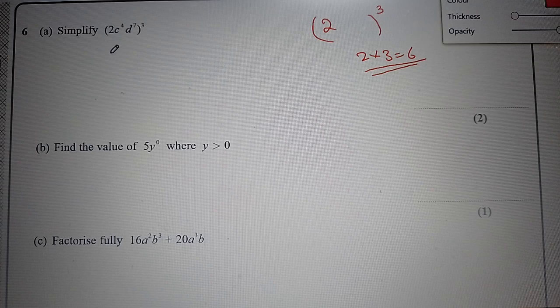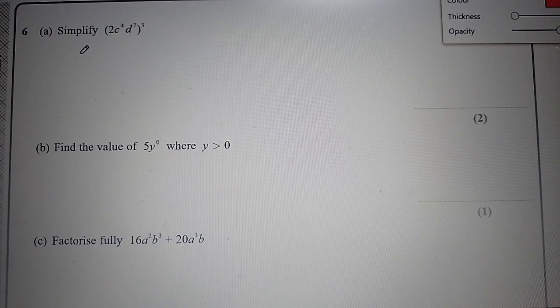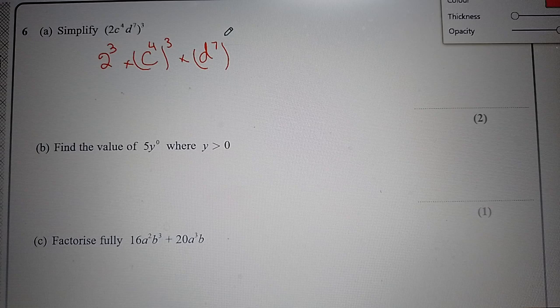So let's see, we have a number. Okay, so we're going to look at this question now. We have 2c to the power 4, d to the power 7, and the whole power is 3. So it means 2 has a power of 3, c to the power 4 has power 3, and d to the power 7 has a power 3. Let's write down these powers individually: 2 to the power of 3 times c to the power of 4, and the whole power is 3, and then d to the power 7 and the whole power is 3.